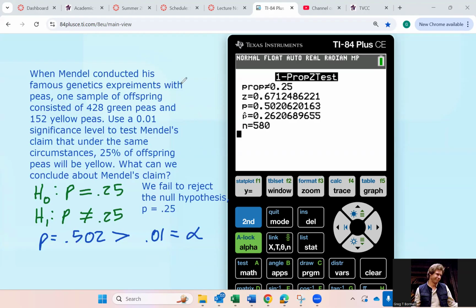Anyway, so that is what's going on there. Now, because this was not equal in the H1, that makes this a two-tailed test. And so if this had been like a greater than, it would be right-tailed only. If it was a less than, it'd be left-tailed only. But I'm not worried about that in the video.